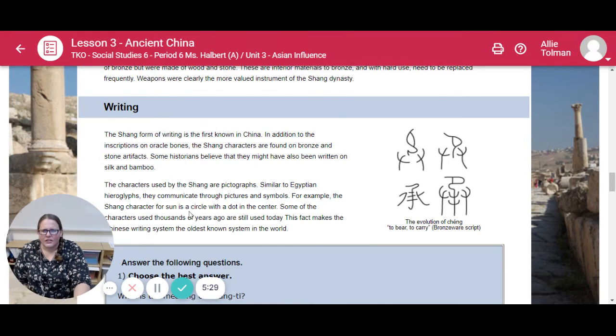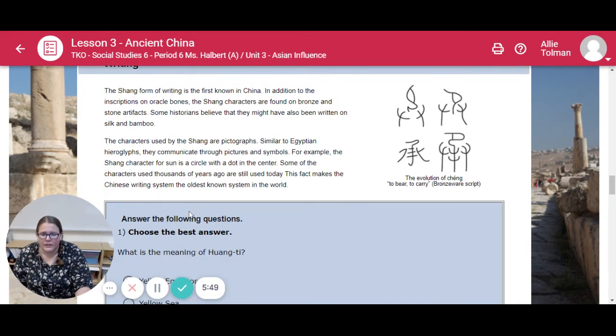Writing. The Shang form of writing is the first known in China. In addition to the inscriptions on the oracle bones, the Shang characters are found on bronze and stone artifacts. Some historians believe they might have also been written on silk and bamboo. The characters used by the Shang are pictographs, similar to Egyptian hieroglyphs. They communicate through pictures and symbols. For example, the Shang character for sun is a circle with a dot in the center. Some of the characters used thousands of years ago are still used today. This fact makes the Chinese writing system the oldest known system in the world.